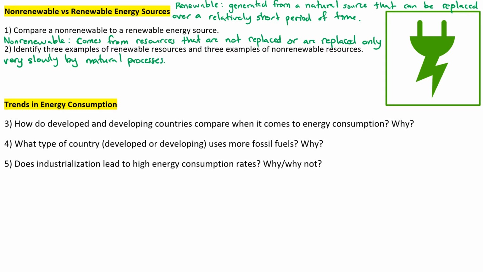Number 2, identify 3 examples of renewable resources and 3 examples of non-renewable resources. So again, let's start off with renewable. Number 1, we have solar. Number 2, wind. Number 3, hydro. And I'm going to write down geothermal, because we tend to forget about that. But other ones would be hydroelectric as well as biomass.